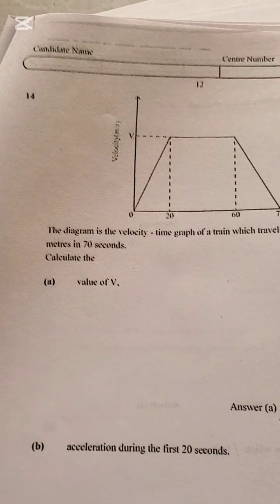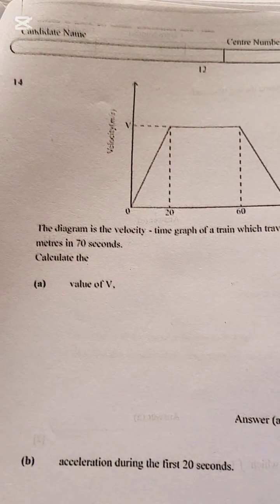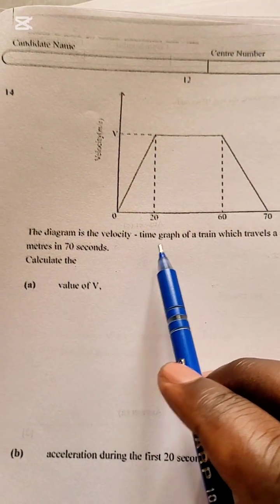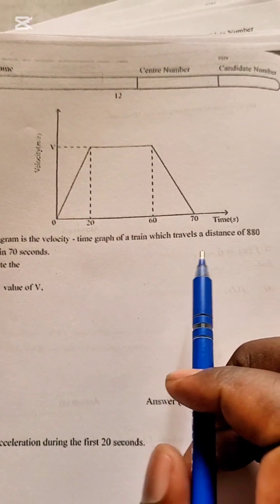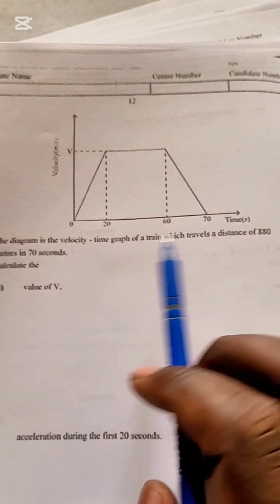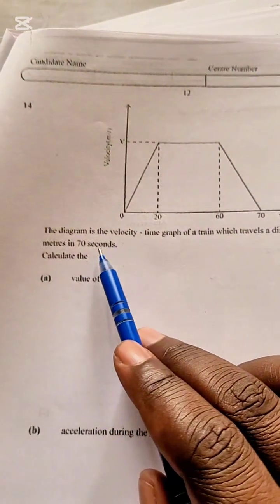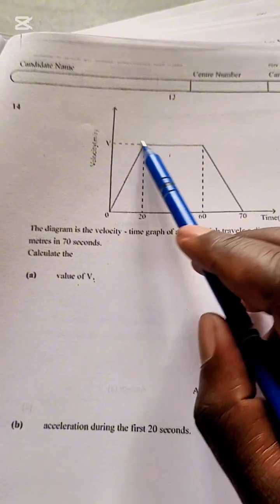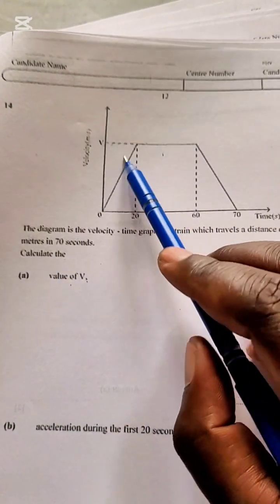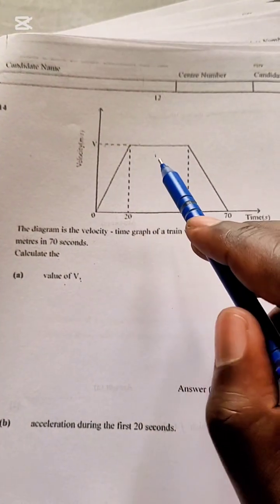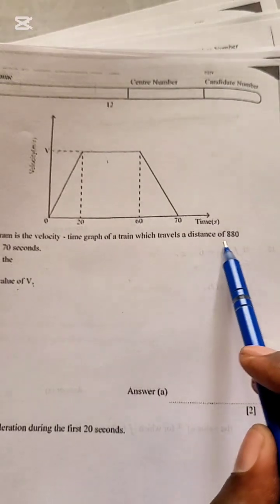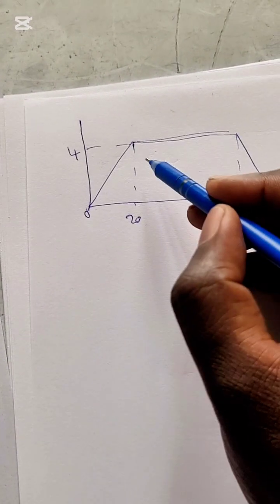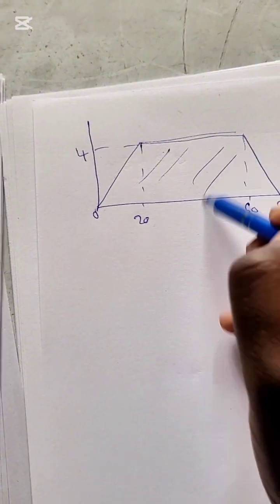Right, question number 14. The diagram is a velocity time graph of a train which travels a distance of 8 meters in 70 seconds. Calculate the value of V. Here we need to find the value of V, and we are given the total distance traveled. So distance is area under the graph.